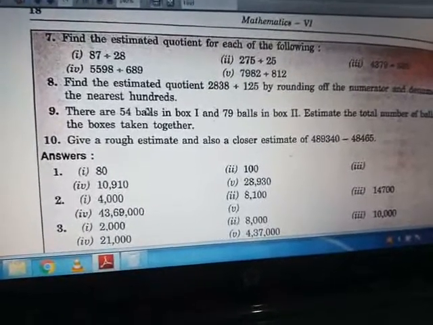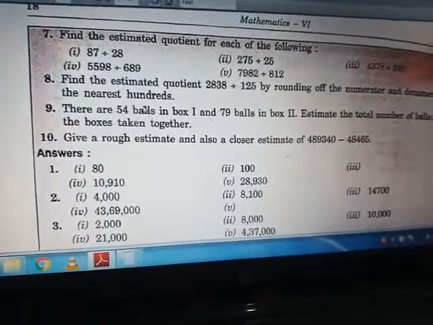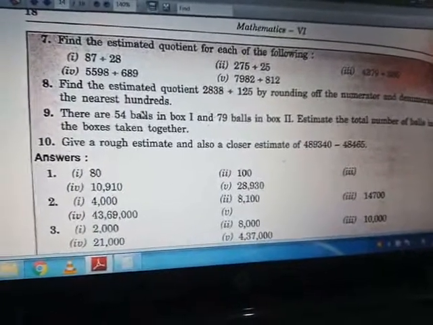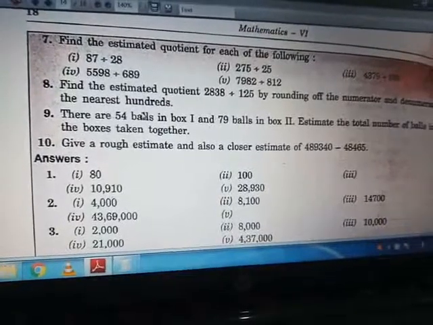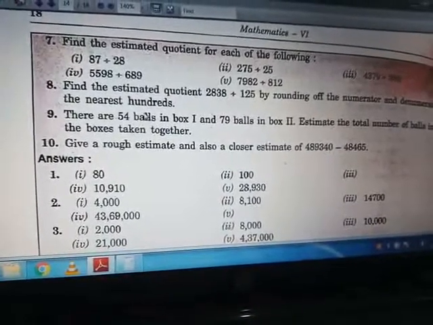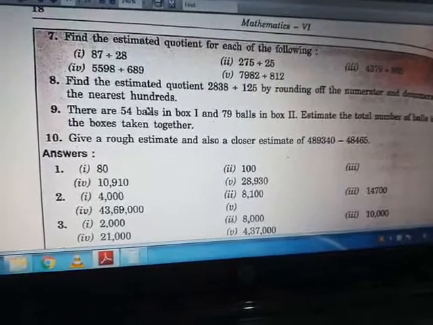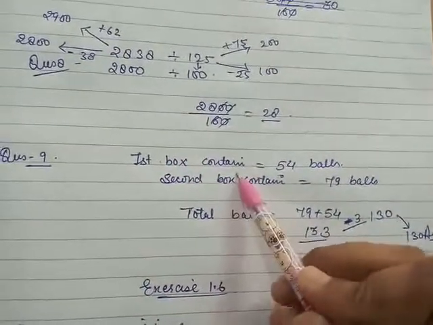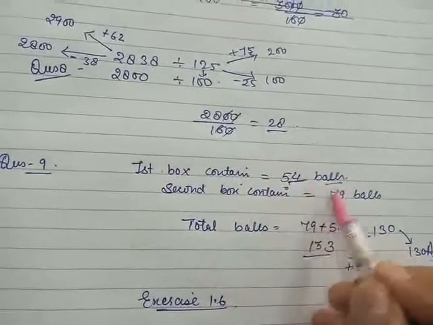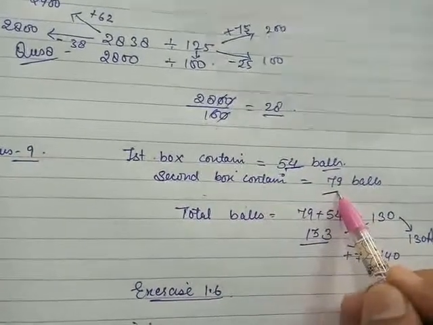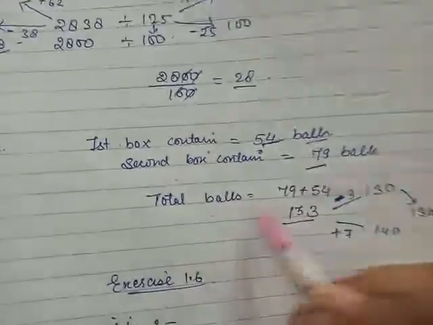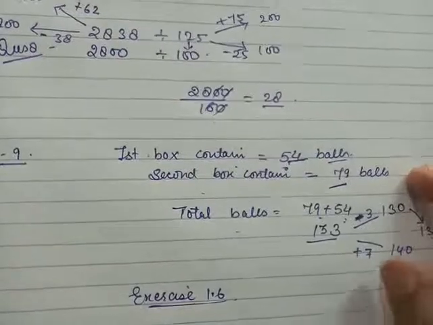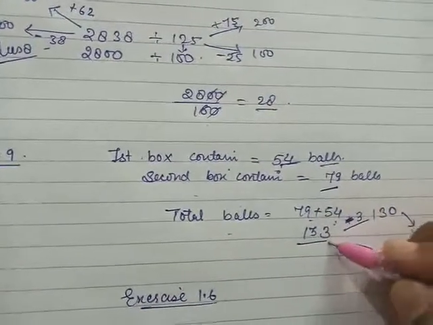and after that we will find the nearest place estimated value. So first we have to do addition. Here you can see that the first box contains 54 balls and the second box contains 79 balls. Total balls were 79 plus 54, that means our total number of balls is 133.